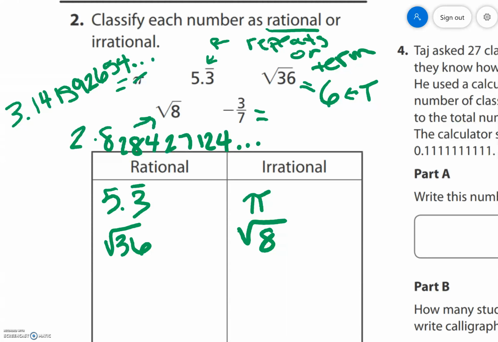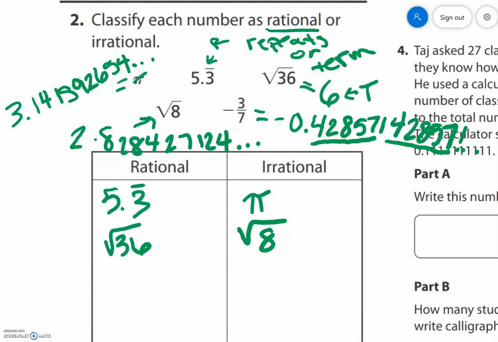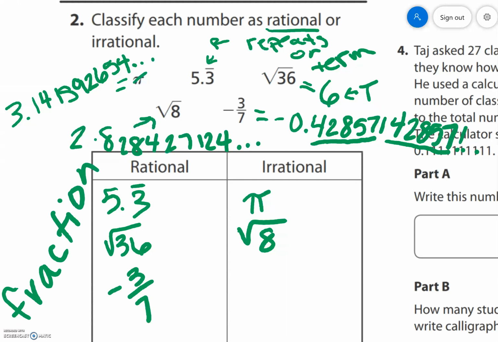Last but not least, negative 3 divided by 7 gives us negative 0.42857142857. It repeats this 428571, 428571. It does repeat, so it is rational. Fractions are always rational. Okay? So any number that can be written as a fraction is rational.